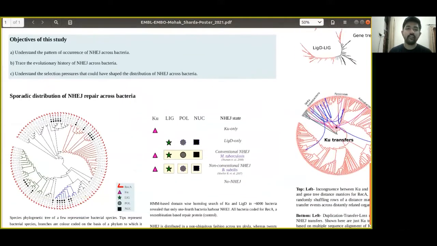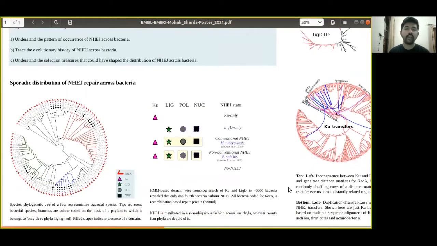So with that in mind, we defined 3 objectives for our study. The first question that we asked was, what is the pattern of occurrence of NHEJ across bacteria? So for that, we took a data set of around 6,000 bacterial genomes, and we carried out a homolog detection based on HMM models. And what we find is that there is a sporadic, patchy distribution of NHEJ domains across the entire bacterial phylogeny, and that this holds true even at the clade level, which suggests that there is a very low phylogenetic signal of NHEJ across bacterial phylogeny.